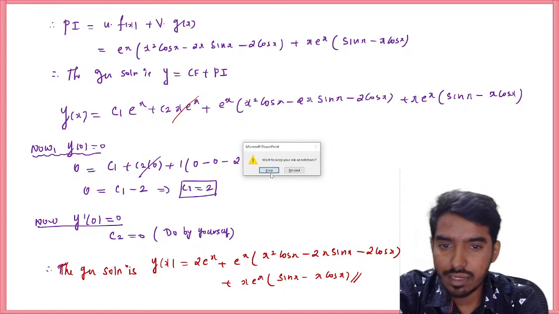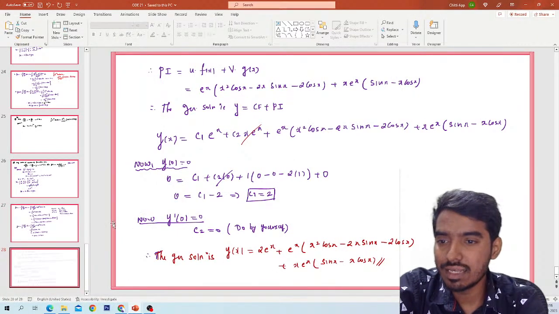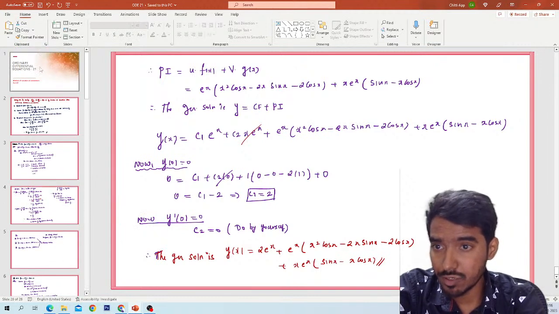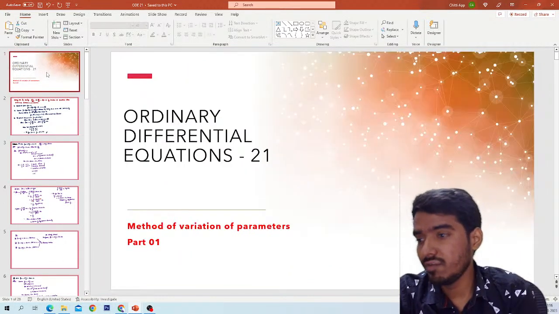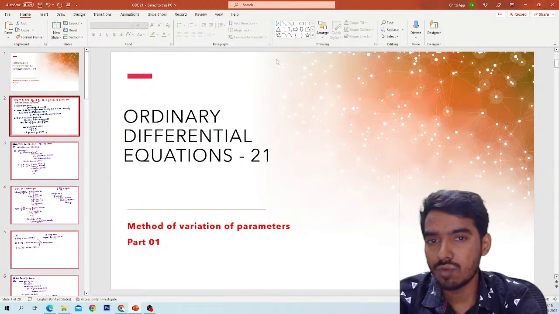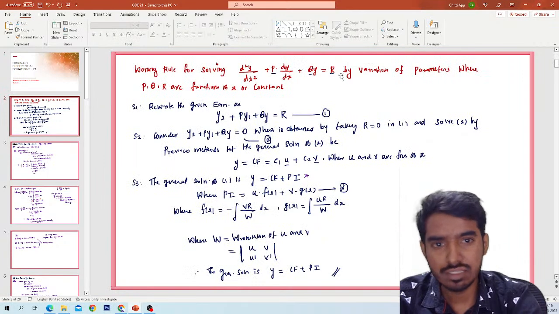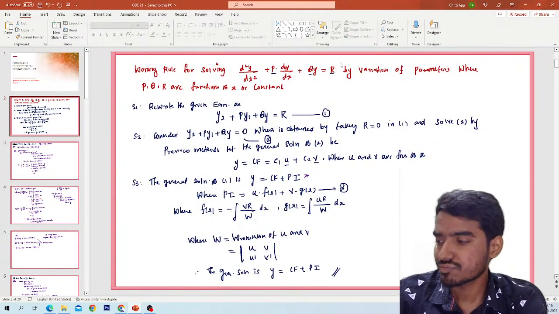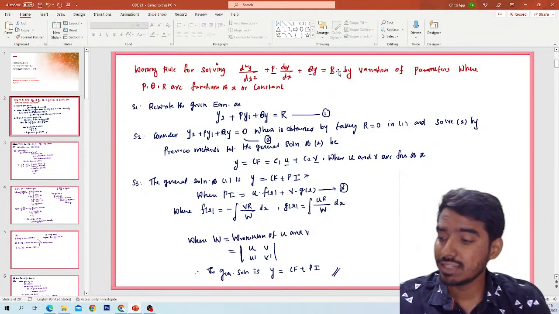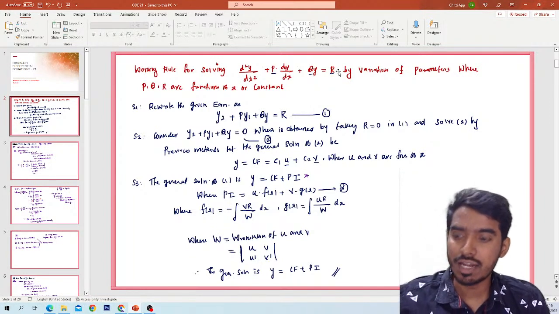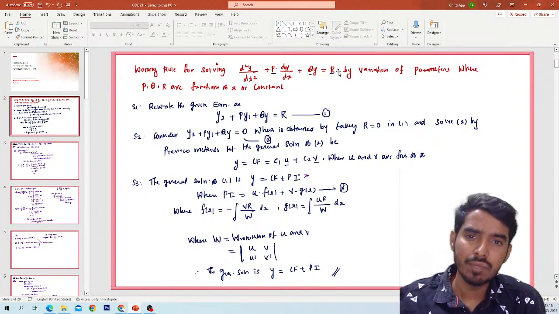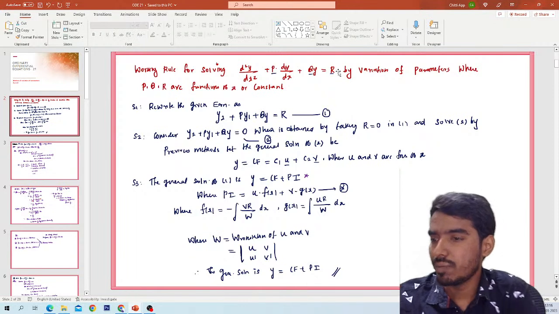So we'll stop here. We have solved 10 problems in this class. We have introduced the method of variation of parameters, right? Very, very easy problem. The conclusion is, whatever this R may be, we can solve by variation of parameters. In the previous cases, we were restricted to type 1, type 2, type 3, type 4, type 5. But here, whatever R may be, you can solve by variation of parameters, right?